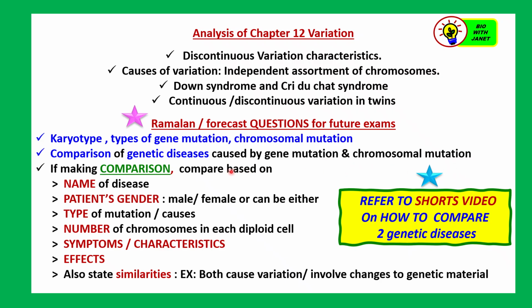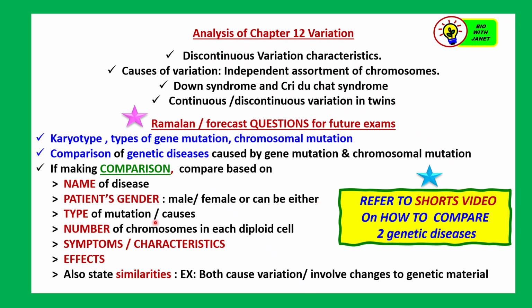So when making a comparison of genetic diseases where there are changes in the genetic material in the organism, in the cell, we can compare based on a few things. These are my suggestions. First, give the name of the disease, okay, maybe based on karyotype or on some symptoms. And then the patient's gender. Is it only males or females involved, or it could be either one, right? It can be either one.